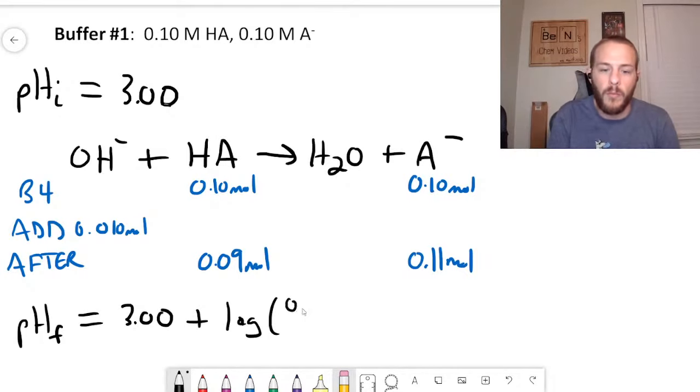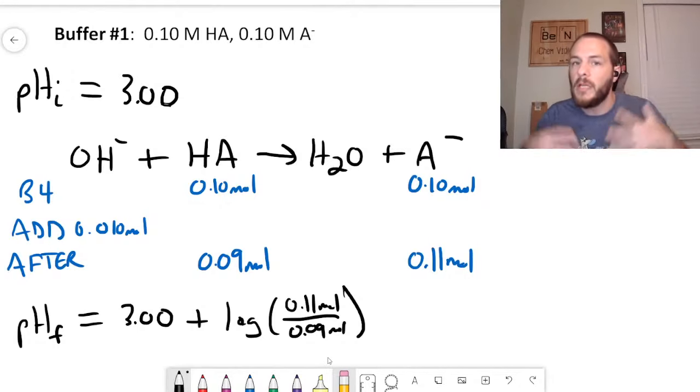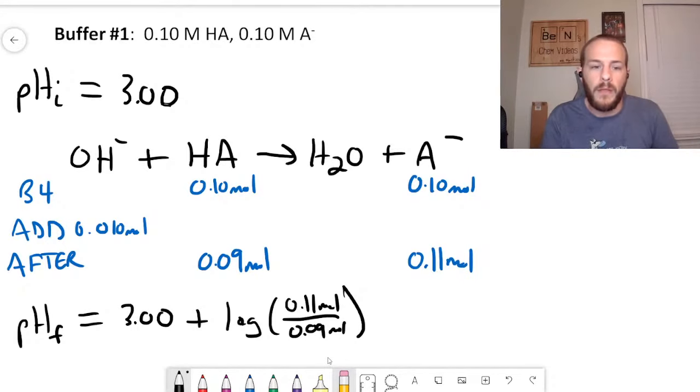right? So we're going to have 0.11 moles over 0.09 moles, right? And I'm using moles because it doesn't matter. We can either use moles or concentration because they're both in the same solution. They both have the same volume. So in this case, the ratio of the amounts in moles is equivalent to the ratio of the molar concentrations of these species, right?